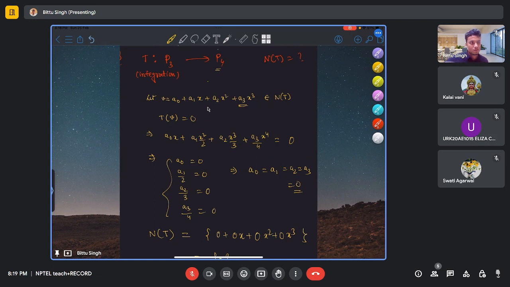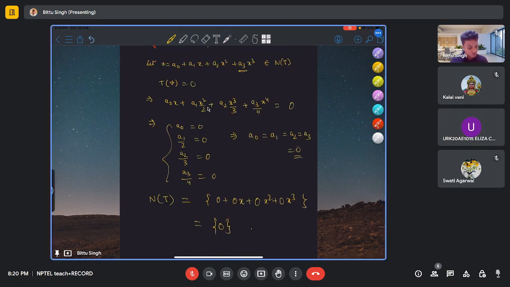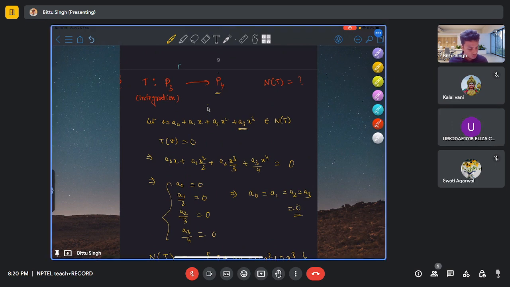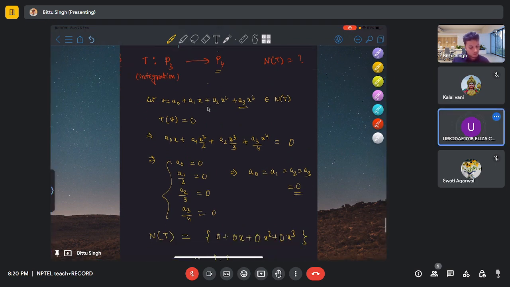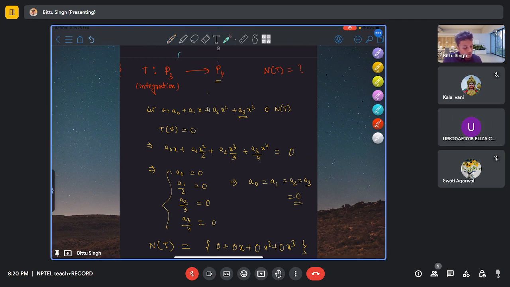Is it clear? Here we can plug in any value for x, right, sir? If we write this in matrix form, we can plug in any value for x, so any combination will be 0, right, sir? No, this is not right. For example, if you integrate x, what will be the integration of x? Is it 0? No, sir. It is actually x square by 2.